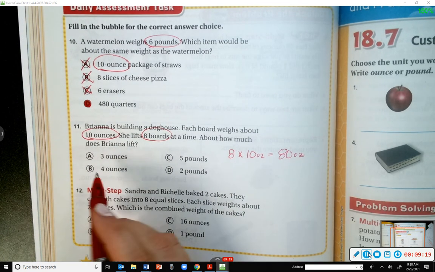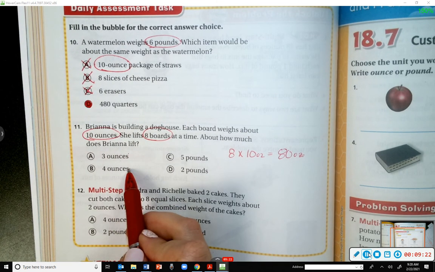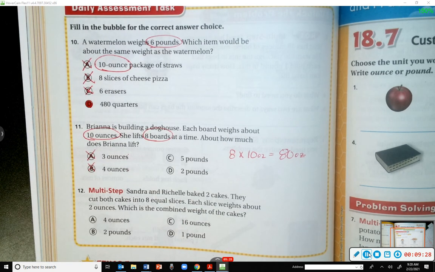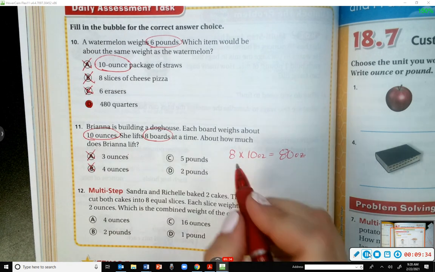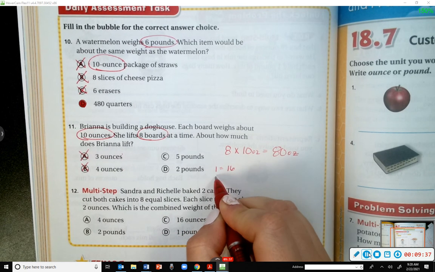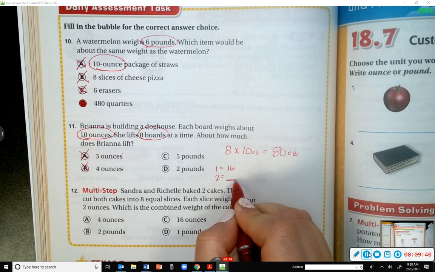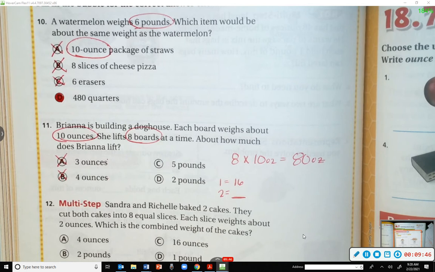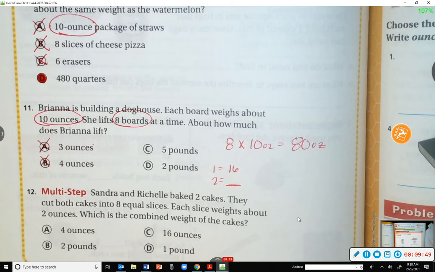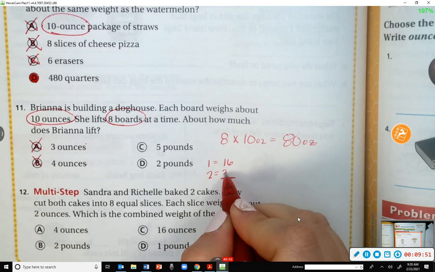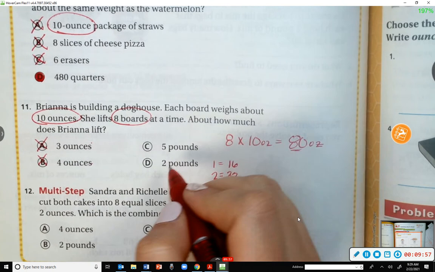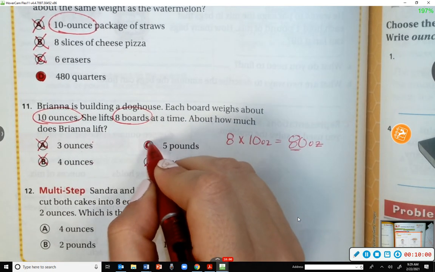Okay, well, we definitely know it can't be 3 ounces and 4 ounces. And it can't be 1 pound. We have 5 pounds and 2 pounds. Okay, well, how many ounces equals 2 pounds? If 1 pound equals 16, then 2 pounds would be what? What's 16 plus 16? 32. Is 80 close to 32? No. So it's 5. So 5 would be the best answer.